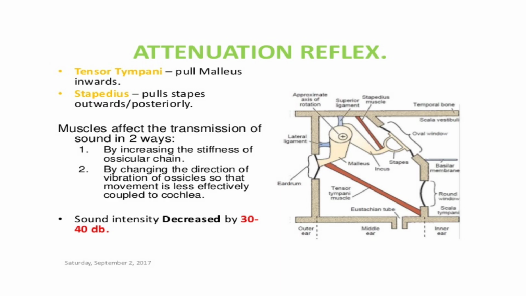Now we will see the attachment of the ligaments and the muscles. Two important muscles are attached over here. One is the tensor tympani muscle, which pulls the handle of the malleus inwards, thereby increasing the tension of the tympanic membrane. This makes the membrane more responsive to sound waves. So this is the function of the tensor tympani.